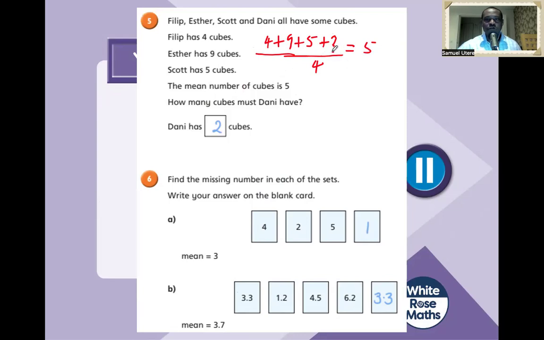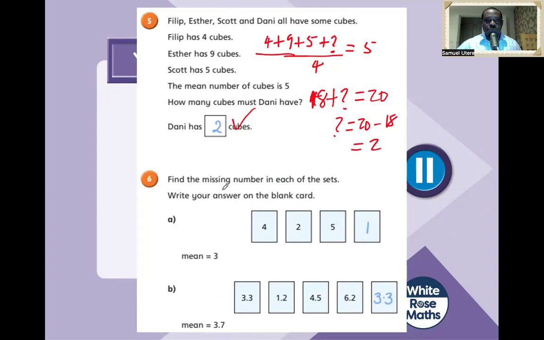But we don't know one of the numbers. Because dividing by 4, which is the number of people, for them to get an equal amount of 5, which is the mean, means that the total will be 20. So 4 add 9 add 5 should be 18. So 18 add something we don't know will be 20. So if we do the inverse operation, it will be 20 minus 18, which is 2.